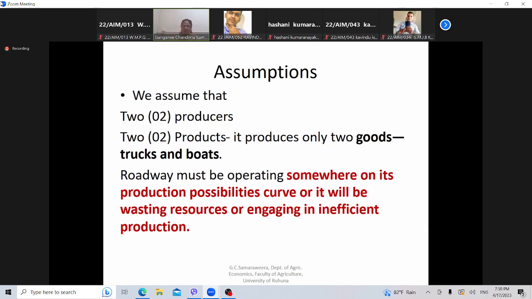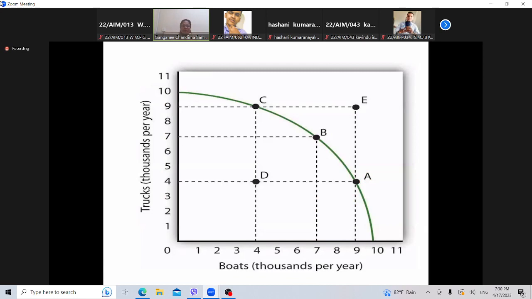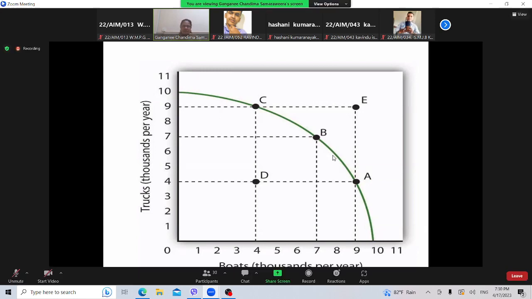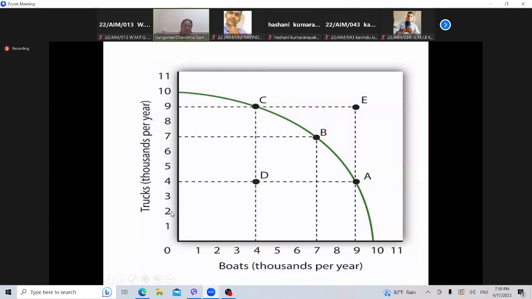Okay, so that's why you may remember this production possibility curve. Here I took two goods, trucks and boats. And here is the production possibility curve. By using available inputs, these are the amounts of trucks that can be produced. These are the amounts of boats that can be produced by using the same resources. Okay. So what can you say about point D?